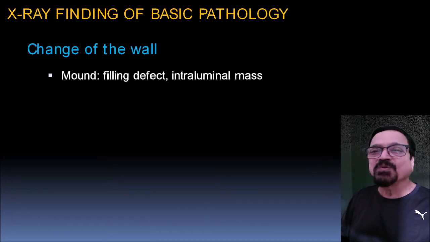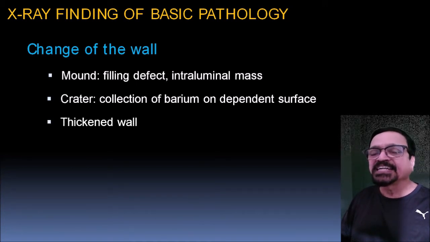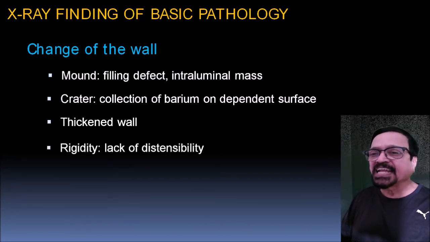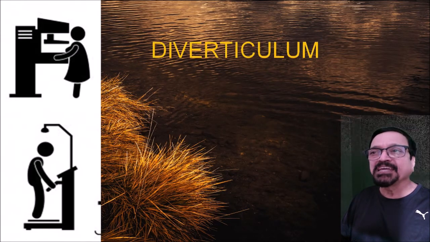The changes of the wall, there will be mound filling defects, then intraluminal masses, then there will be craters, that is a collection of barium on dependent surface, that is called ulcer crater. Then thickened wall, then irregularity, lack of distensibility are the pathological findings. They must be picked up along with the barium.